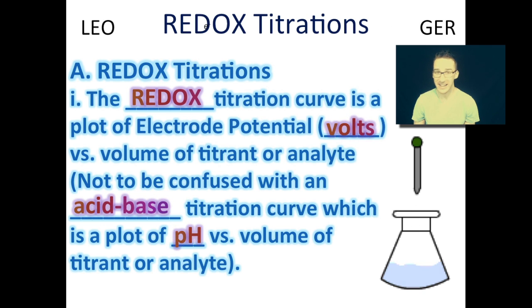And again, there are a couple different types of titrations. We've done acid-base titrations already, but a redox titration curve is going to plot the electrode potential, or your voltage, versus the volume of titrant, which is not to be confused with an acid-base titration. Still volumetric in nature, but remember, in the acid-base titration, we are plotting pH versus volume.